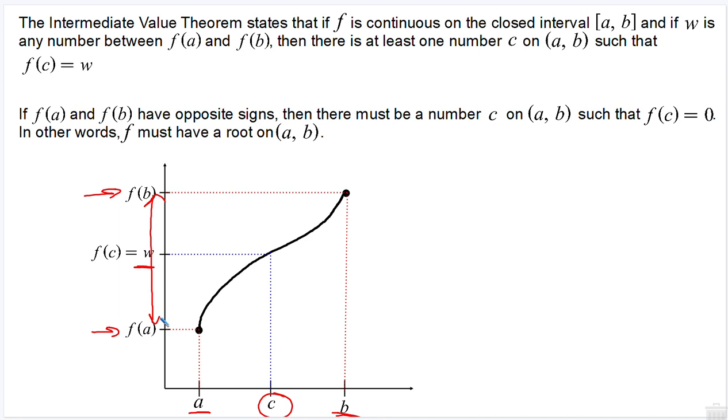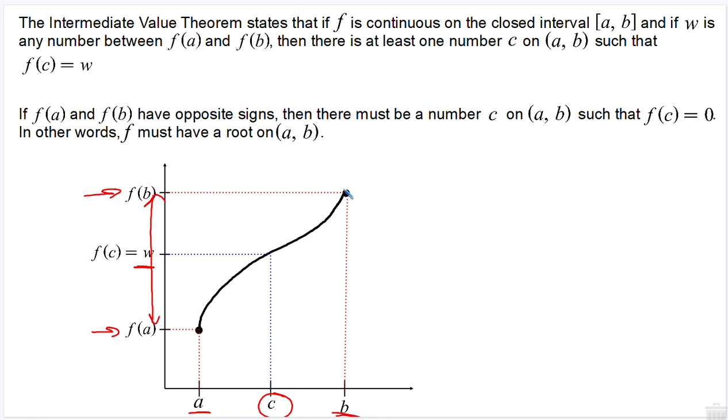And this is true for all possible values of w between f of a and f of b. In other words, all it's saying is if I go from a, f of a to b, f of b all the way up here without picking up my pencil, it's guaranteed that every single value between f of a and f of b is yielded by some c number between a and b, right?